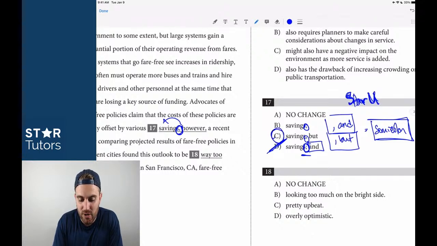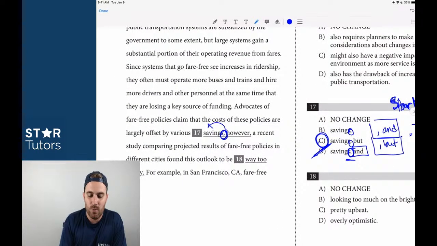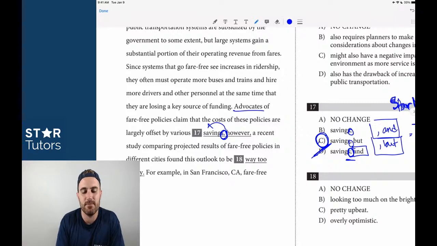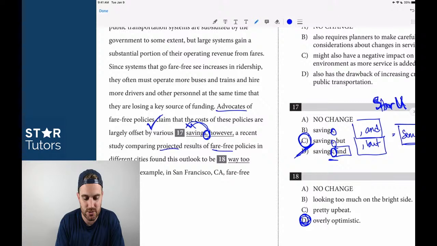And the answer is C here, against all odds, because here's what happens. We ask ourselves, advocates of fare free policies claim that the cost of these policies is largely offset by various savings. Is that a full sentence? Yes. So on this side of the sentence, we do in fact have a full sentence. A recent study comparing projected results of fare free policies in different cities found this outlook to be way too sunny. Well, be overly optimistic probably for number 18, word choice. I think maybe. I haven't looked at it yet, but I would imagine that's the right answer, because of the tone. A recent study, so that is also a full sentence. So here, we could have a semicolon.